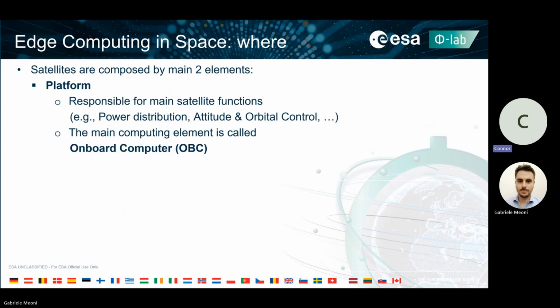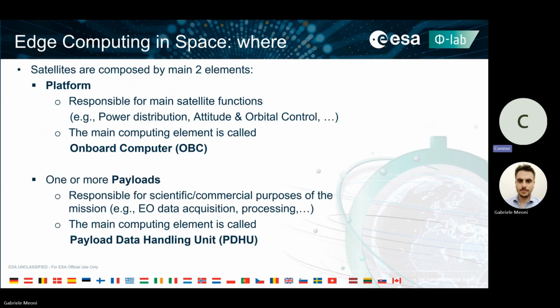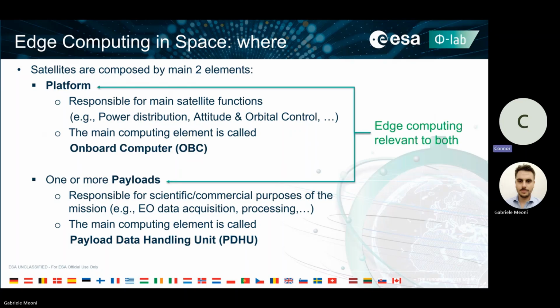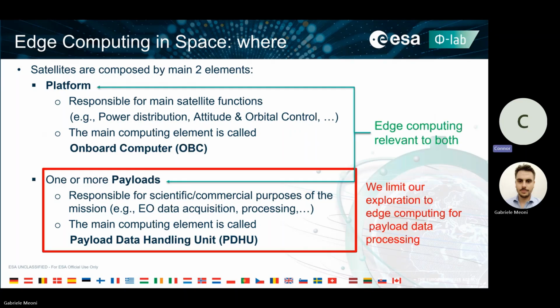It is not really related to, let's say, the scientific or commercial purposes of the mission itself. The main computing element is called the onboard computer. And then you have the payload. The payload is the part of the mission that is actually responsible for the scientific purpose of the mission itself. So when we talk about, for instance, fire detection, this is done on the payload. It's where you acquire the data, you store the data, and then you send it to Earth. Today, of course, even if edge computing is relevant to both, we discuss only the payload. We are not talking about the platform.